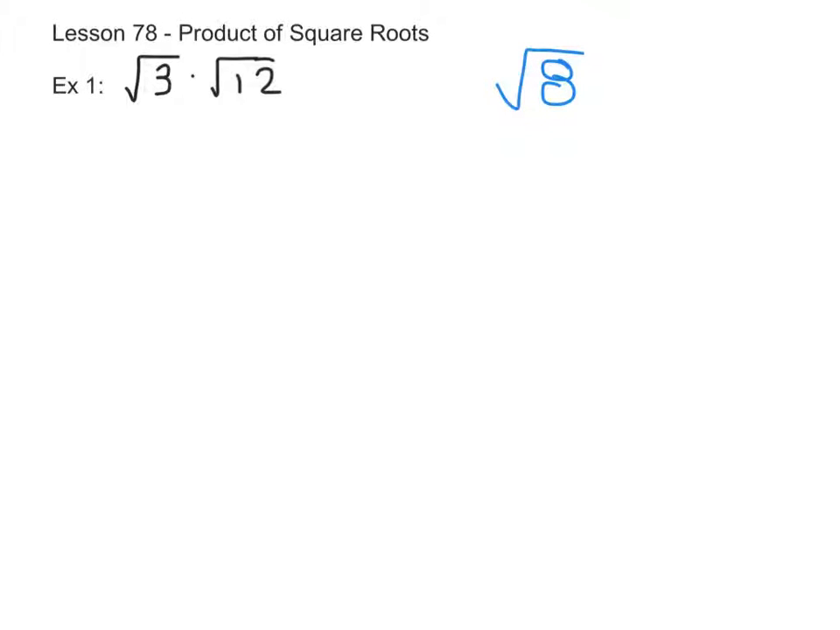Lesson 78, we talk about the product of squares. It's really day 2 of working with simplifying square roots. If we go back to a couple of days ago, we talked about simplifying problems like the square root of 8 that we see on the right.